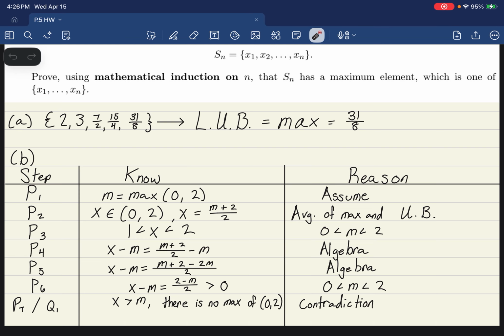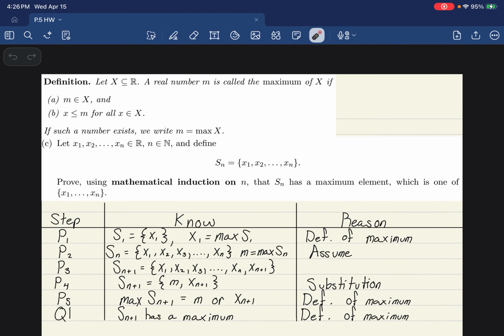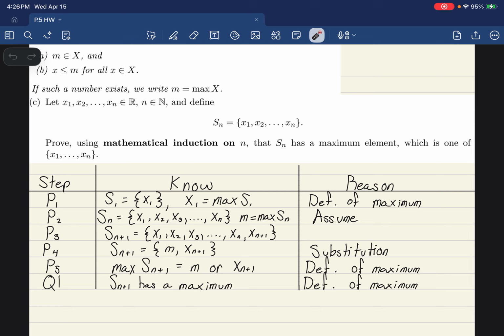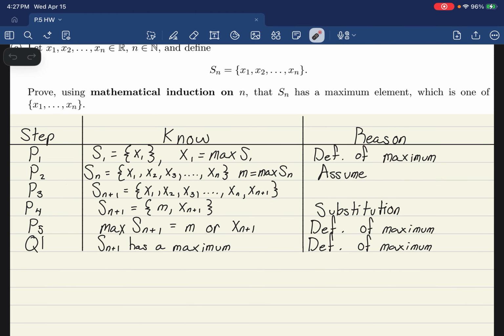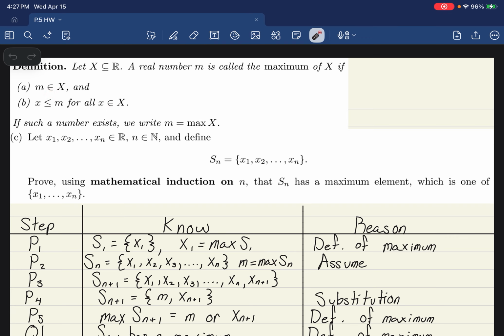The third question asks, let x1, x2 to xn be in R, and let n be in the natural numbers. Sn is {x1, ..., xn}. We're going to prove using mathematical induction on n that Sn has a maximum element, which is one of x1 to xn. For induction, we want our base case. So S1 is going to equal {x1}. Since x1 is the only thing within our set, and it's equal to itself, there are no other values that can be greater than it, so it's going to be our maximum.